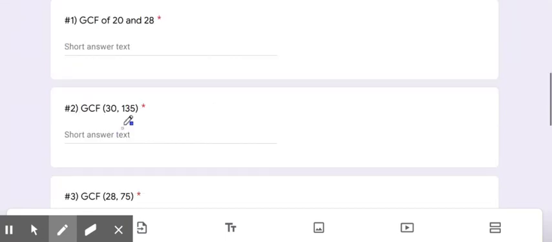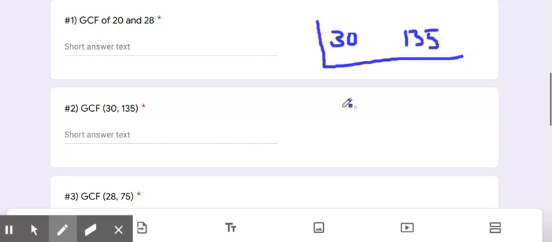Number 2, I want the GCF of 30 and 135. So I'm going to write those numbers side by side using the ladder method. There's 30, there's 135. Draw the numbers side by side, make an L for ladder. First question I ask myself is, what's a common factor between these two numbers?